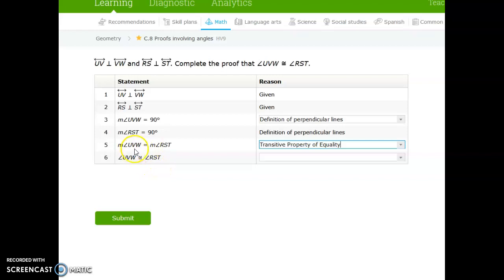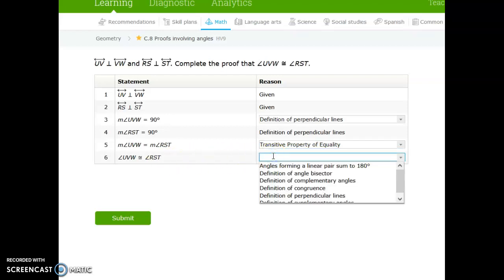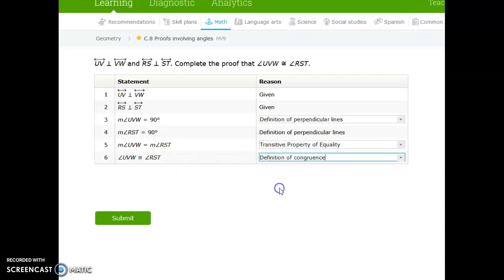So if the measures of the angle are equal, the numerical measures are equal, then the angles themselves must be congruent, okay? And we know that because of the definition of congruence. That's what congruence means. Angles are congruent when their measures are equal to each other, when their numerical measures are equal. All right, we'll go ahead and submit this one, and then you can try the next one in the next video.